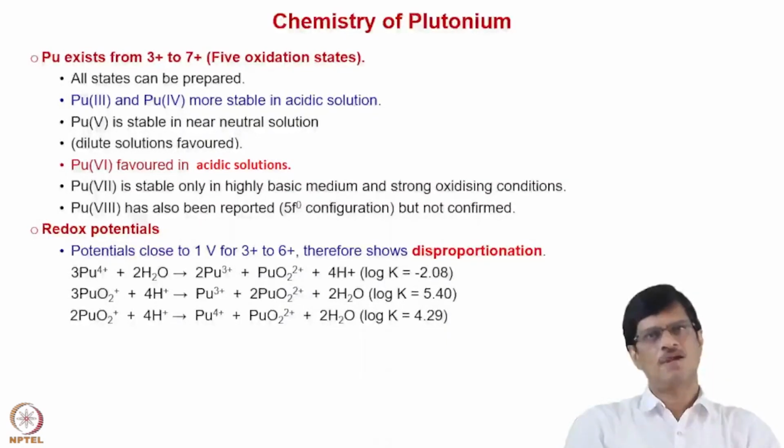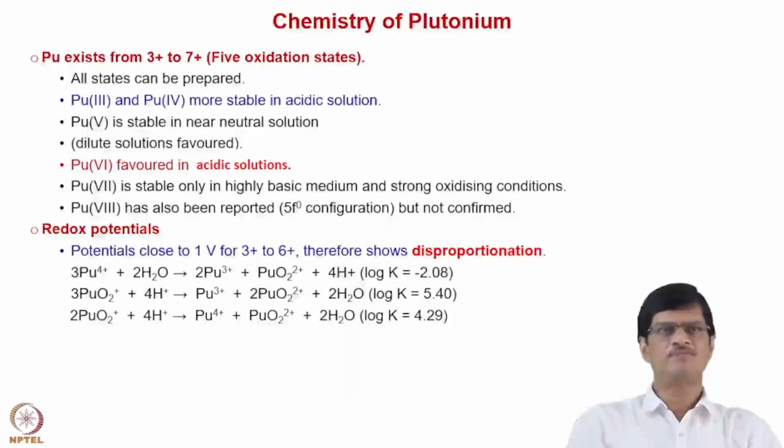Now coming to plutonium, it exists in plus 3 to plus 7 oxidation states. So there are 5 oxidation states. All these oxidation states can be prepared in the laboratory. Plutonium 3 and plutonium 4 are more stable in acidic solution. Plutonium 5 is stable in near neutral solution, but it disproportionates readily, so very dilute solutions are favored for plutonium 5. Plutonium 6 is favored in acidic solution. Plutonium 7 is stable only in highly basic medium and strong oxidizing conditions. Plutonium 8 has been reported but not confirmed.